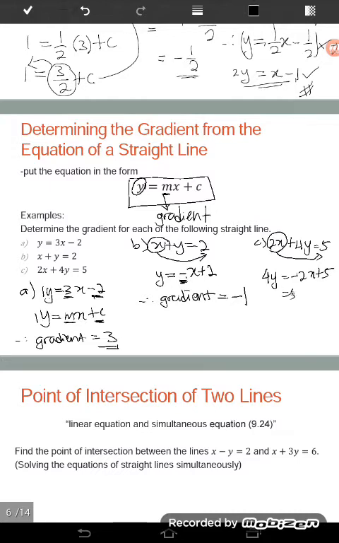Rasa bukan ke dia 5 minus 2x? Sama je, tak ada masalah. Okay? So negative 2x plus 5 or 5 minus 2x sama, tak ada masalah. Okay?